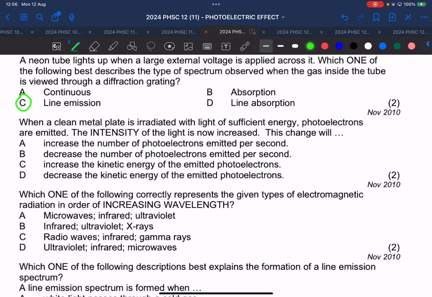Next one. When a clean metal plate is irradiated with light of sufficient energy, photoelectrons are emitted, the photoelectric effect. The intensity of the light is now increased. What is intensity again? Number of photons. That gives you the number of electrons being emitted. Number of photons, number of electrons. If they increase that, then increase the number of photoelectrons emitted per second. Yes. Or increase the kinetic energy. What will increase the kinetic energy?